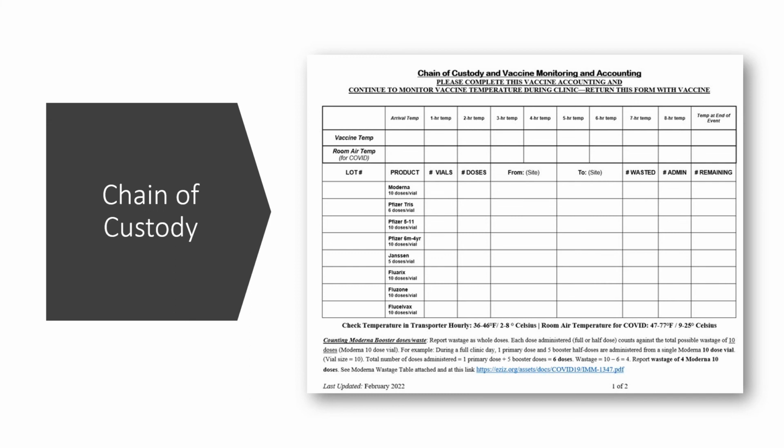This is the front part of the form. As you can see, it has the Moderna, the Pfizer, the Janssen, and then the 3 flus that we're currently using are on there also. At the very top are all the hourly vaccine temperatures, and then below that is the room temperature. And then we have the wasted, the number administered, and the number remaining. And of course, we also have to write down where it came from and where it went.